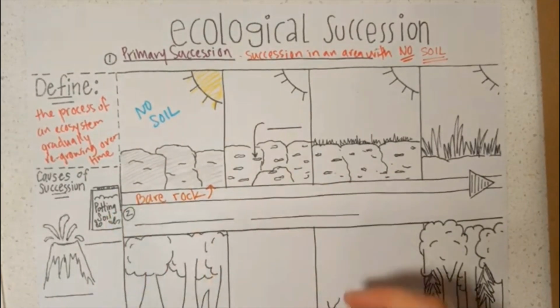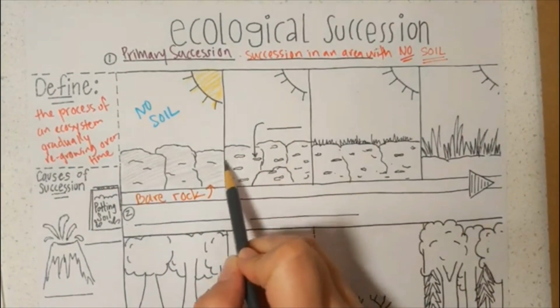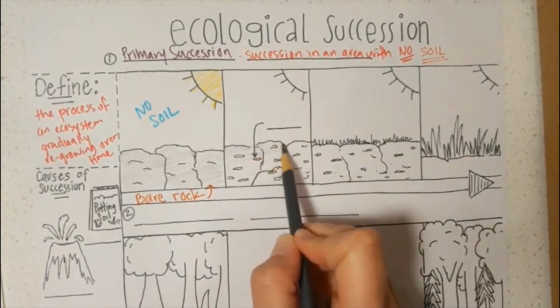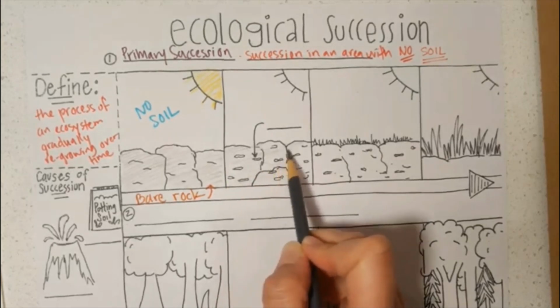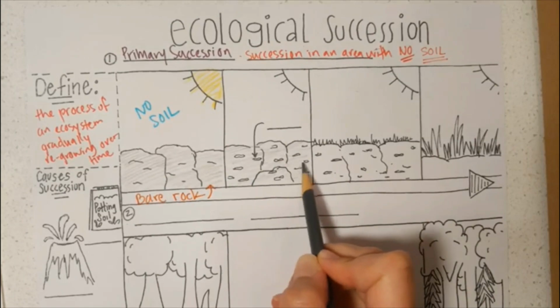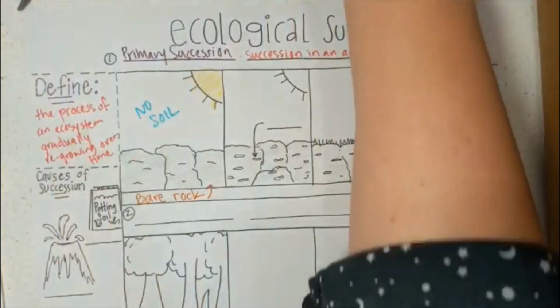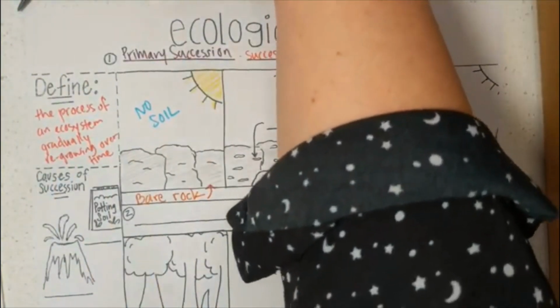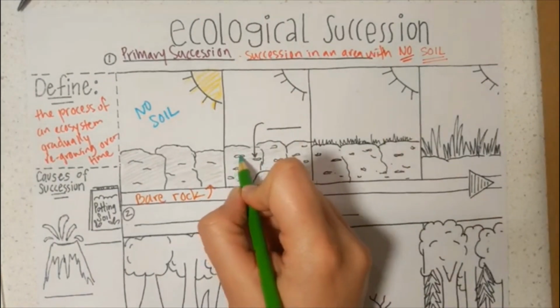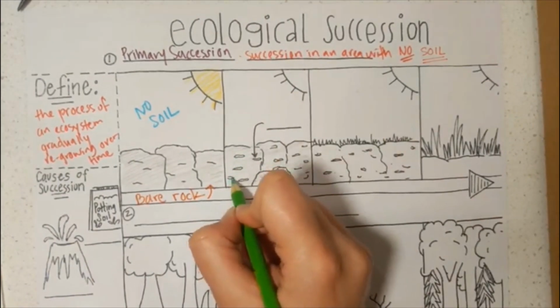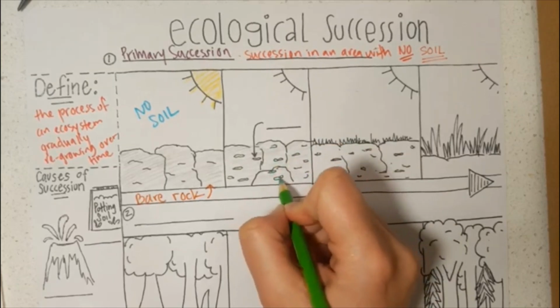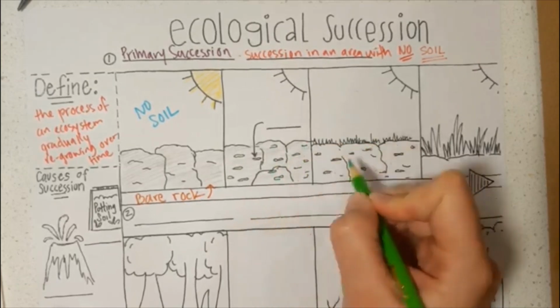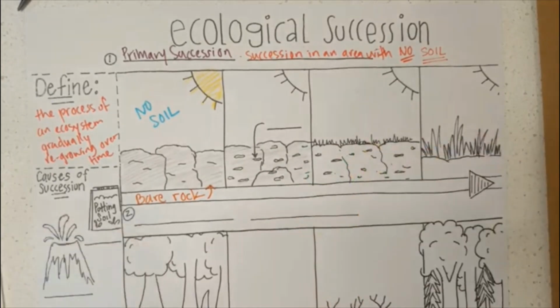On the next phase, so we're looking at many years later, we still have our bare rock. So I'm going to shade in with gray. But as you've probably noticed, there are some little dots on here. And these little dots are lichen. So I'm going to shade those in with green. Now lichen are very simple plants. They're similar to mosses. You probably have seen lichen in your neighborhood. It grows on trees.